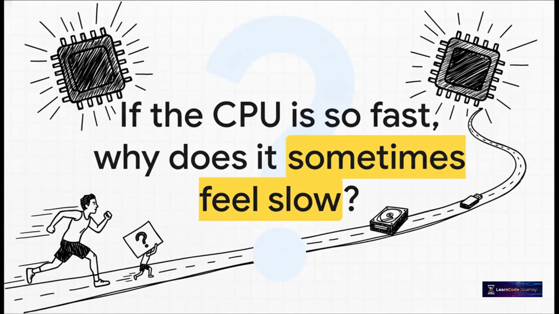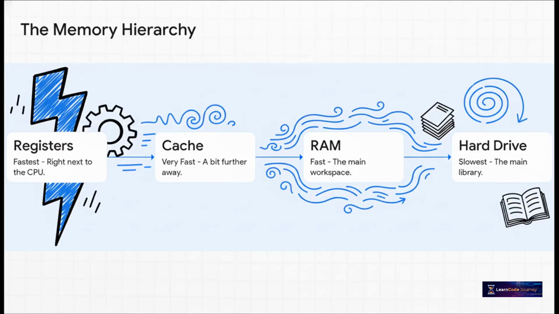Okay, so here's a question. If the CPU is this unbelievable speed demon, why do our computers sometimes feel, well, slow? The answer is a classic bottleneck. The CPU is lightning fast, but it spends a lot of its time just waiting around for data. Getting that data can be like asking a world-class sprinter to run a marathon just to pick up a piece of paper. So to solve this problem, computers use a really clever system called the memory hierarchy.